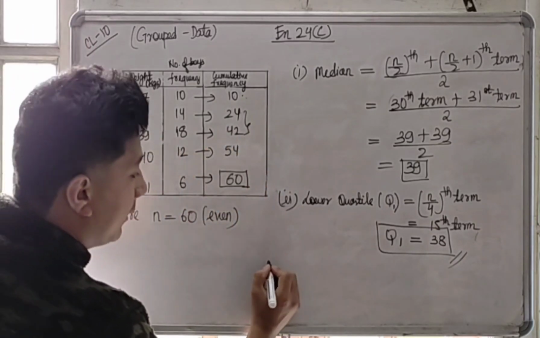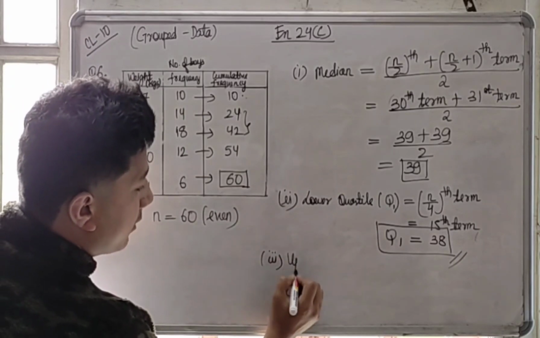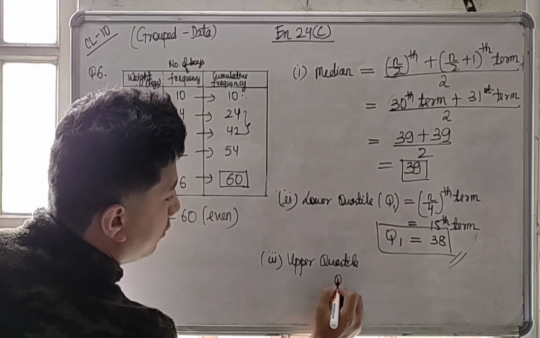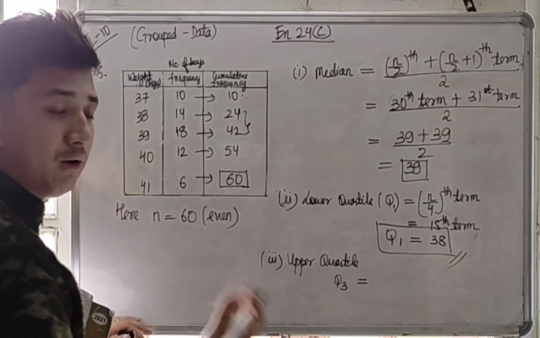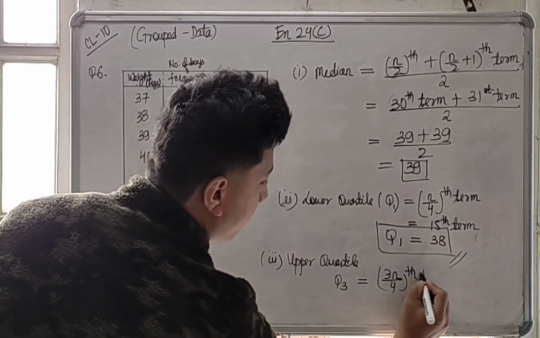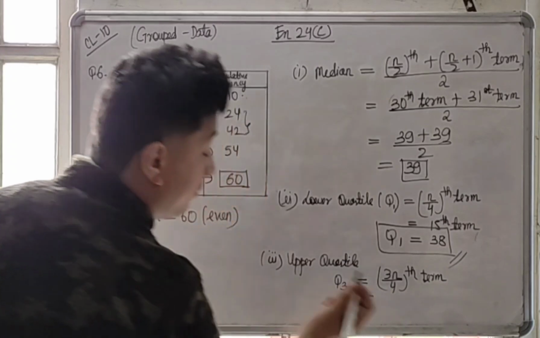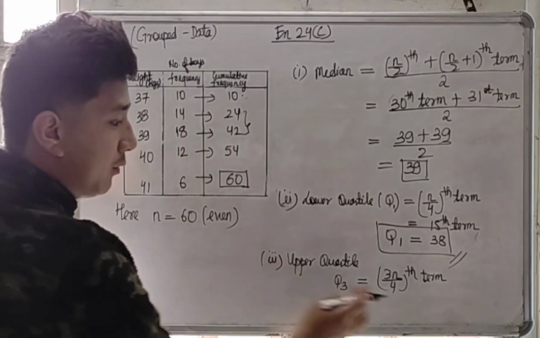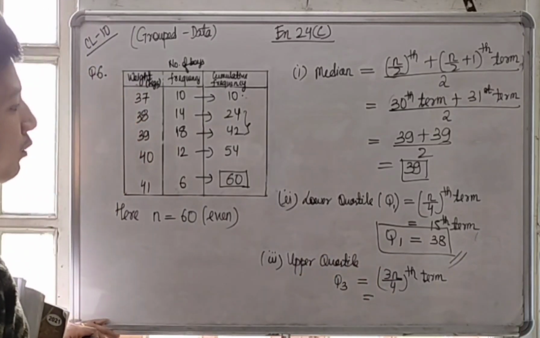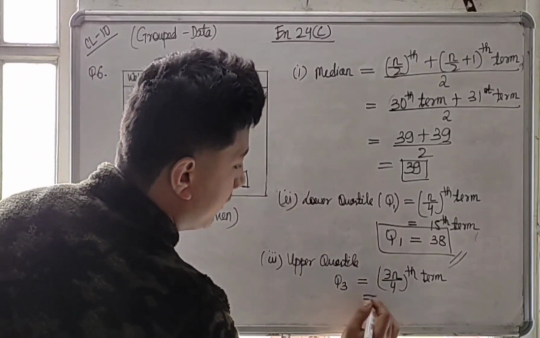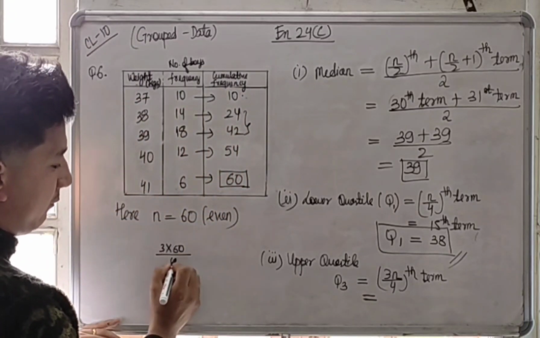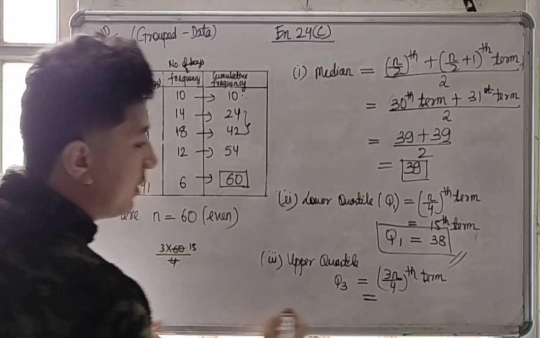Okay. Q3, that is the upper quartile. That is Q3. So for Q3, please check the formula, it is the (3n by 4)th term. When you put the value, n is 60, so 60 divided by 4 is 15. 15 into 3 is the 45th term.